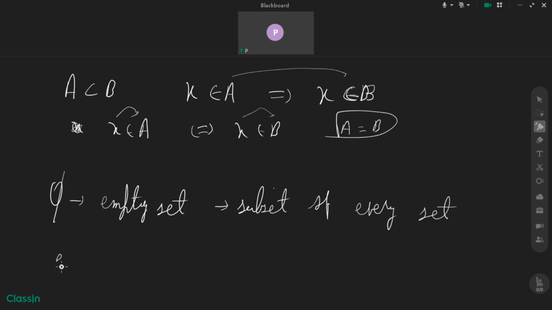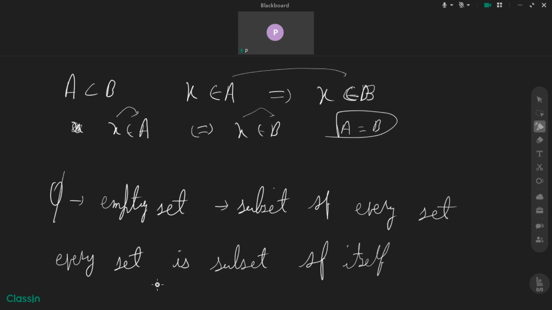Second thing, every set is a subset of itself. So these are another two properties of subsets. That phi, or the empty set, by convention, is a subset of every set. Second, every set is a subset of itself.